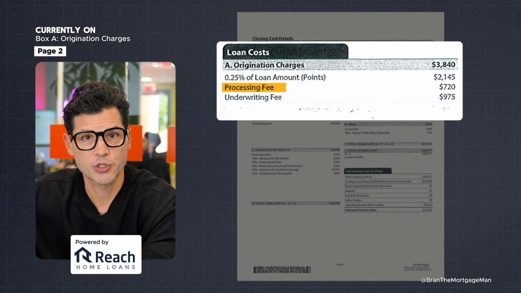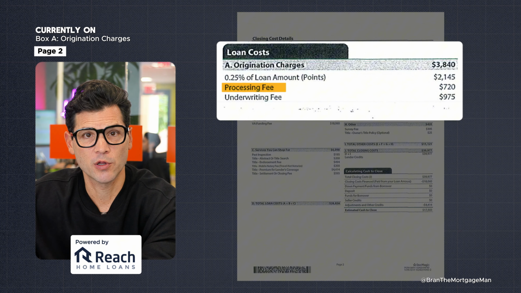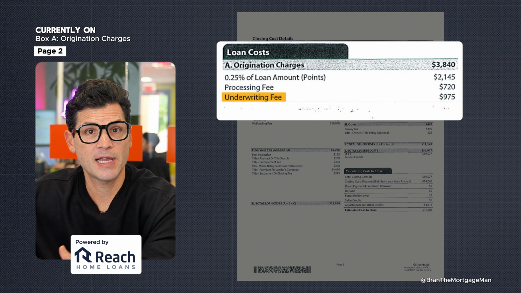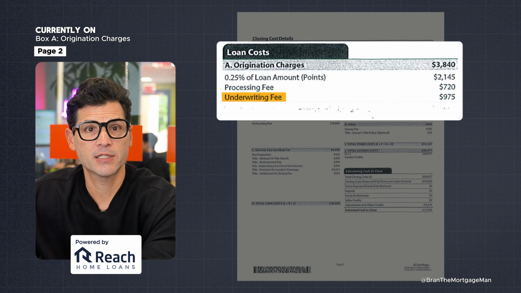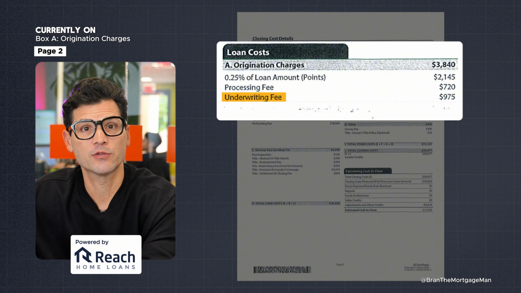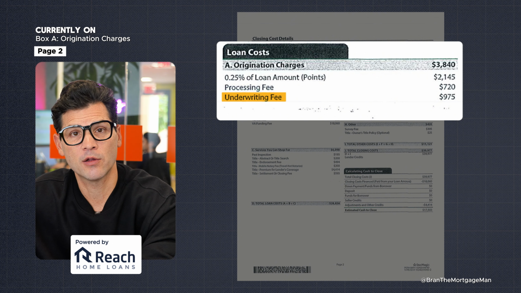Processing is what a lender will charge to handle the paperwork for the loan, actually collect documents from you, get it all through underwriting. The underwriting fee is the actual process of reviewing those documents and having an underwriter, who's the credit decision maker on a mortgage, actually make a final decision on the approval or denial of your mortgage.